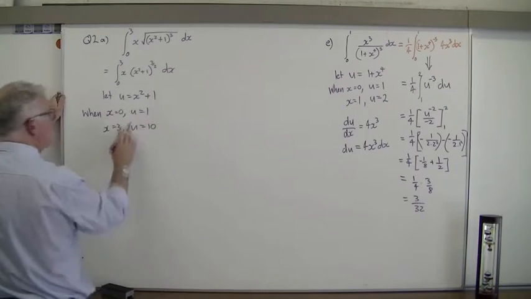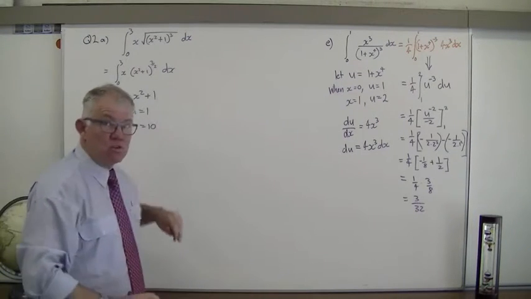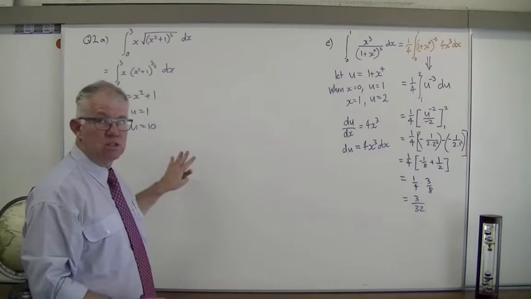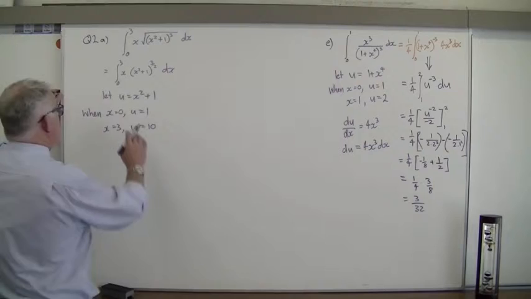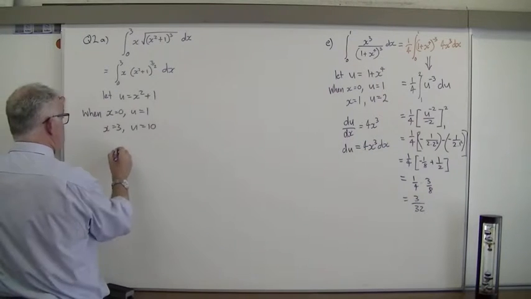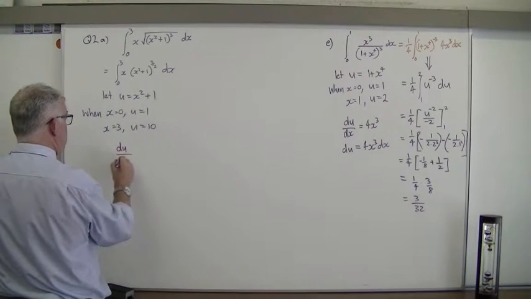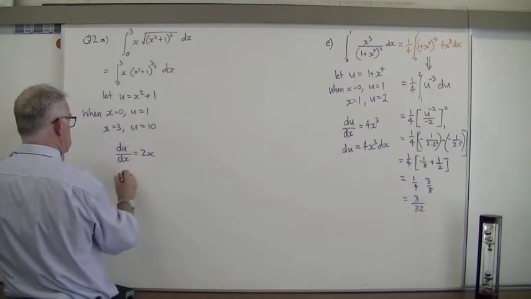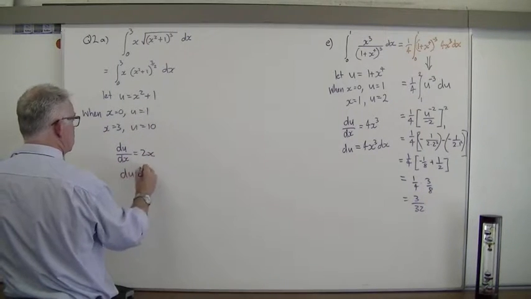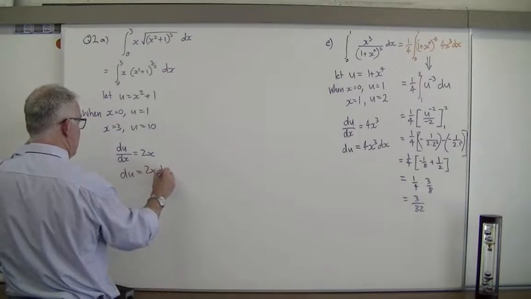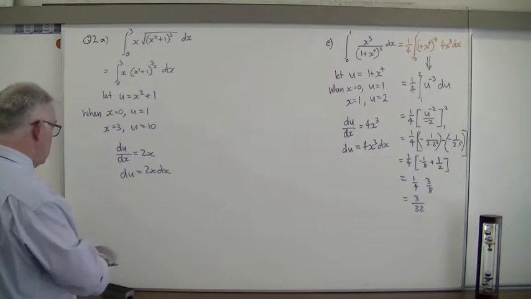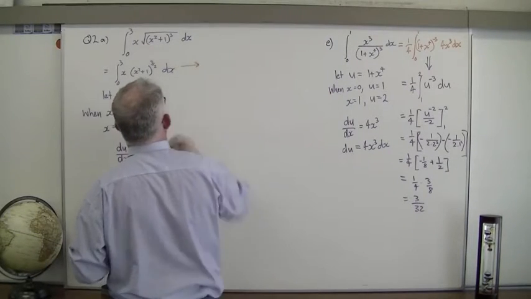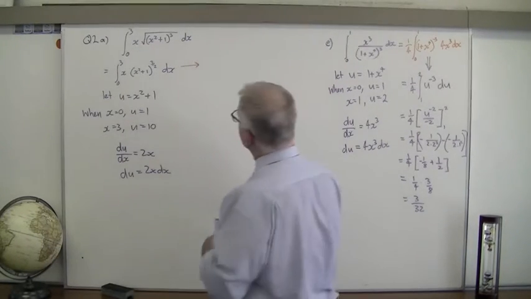Alright, so we've figured out what the new limits of integration will be for the function that relates to u. The next thing to do is to find the derivative of u with respect to x, which is 2x, so du is equal to 2x dx. And this is where we're going to sidestep at this point.